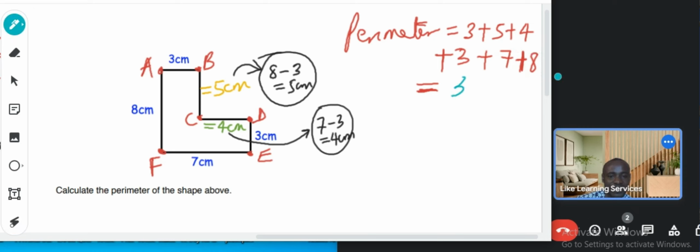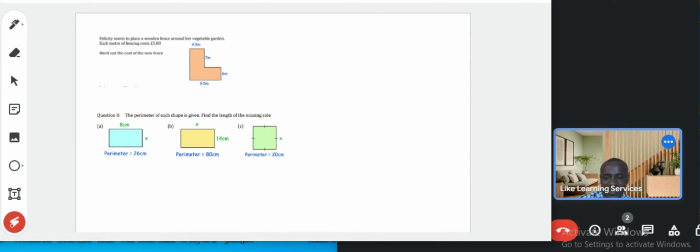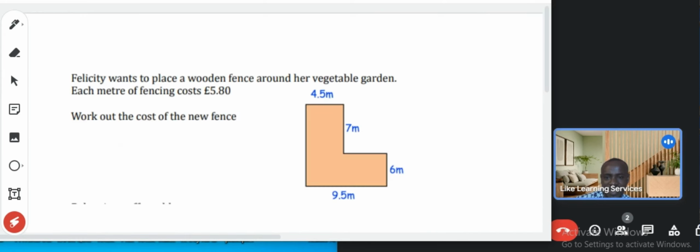Did you see that? That's the perimeter. Is that clear? Beautiful. So anytime you are given a shape, just walk around. Any part that is not given, get the answer first before you add up everything. That's how to do it. You should be able to attempt some by yourself, like this one here.